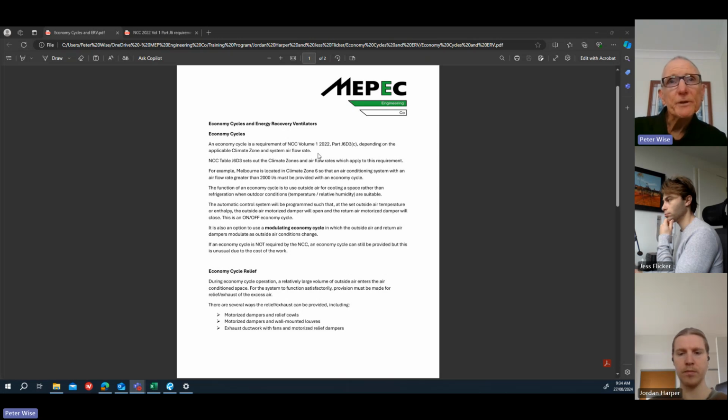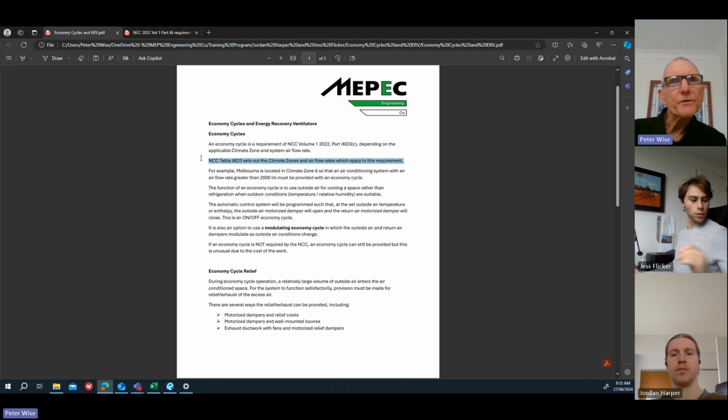An economy cycle is a requirement of the NCC, Volume 1, Part J6D3C, depending on the applicable climate zone and the system airflow rate. NCC, that's the total supply airflow rate, the system airflow rate. NCC table J6D3 sets out the climate zones and the airflow rates which apply to this requirement. So, for example, Melbourne is located in climate zone 6, so that an air conditioning system with an airflow rate greater than 2,000 litres a second must be provided with an economy cycle.